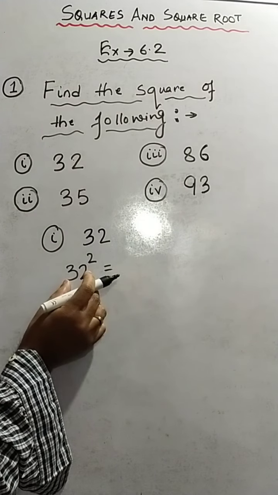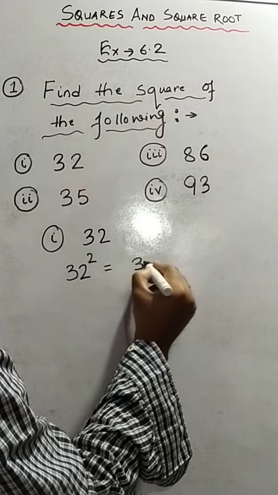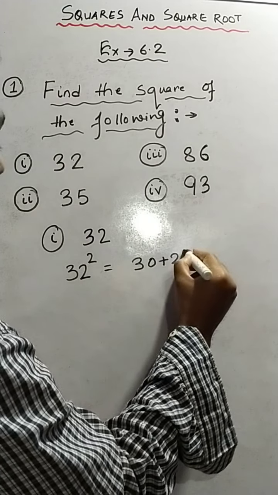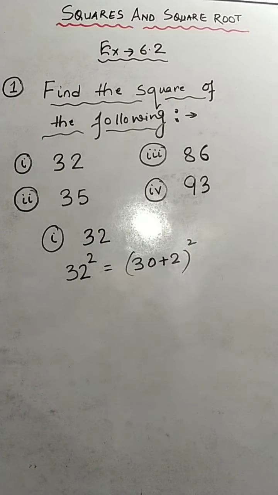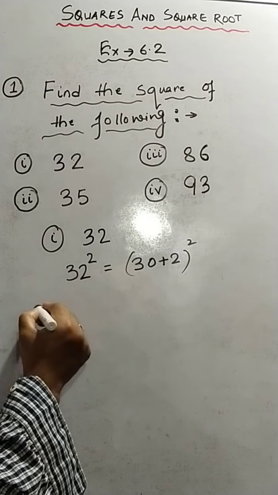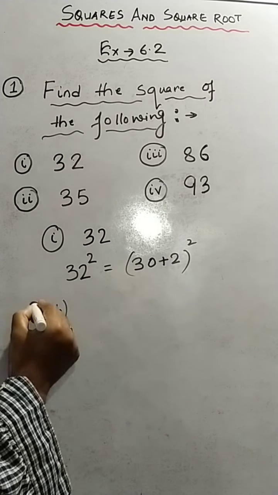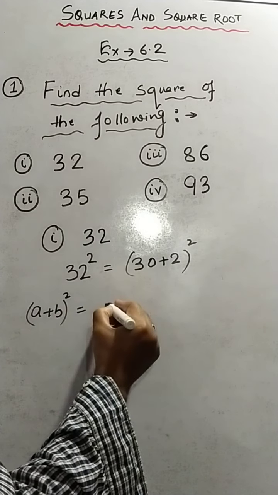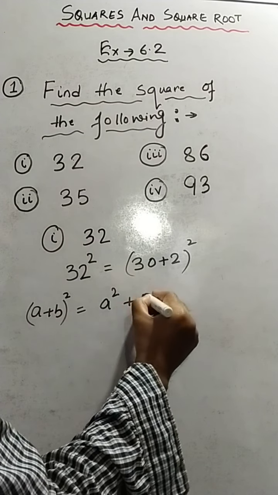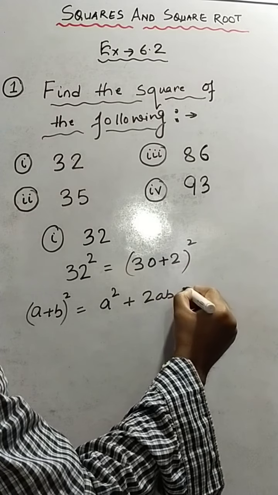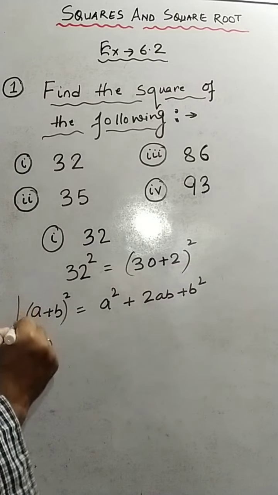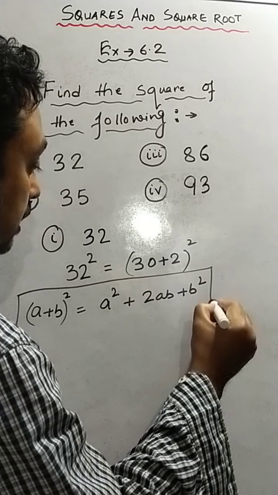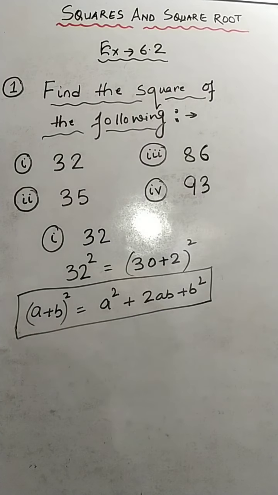You have to break this number. How? 32 can be written as 30 plus 2 whole square. Now, as we have learned the identities, what is the formula of a plus b whole square? It is a square plus 2ab plus b square. So this is the identity that we have to apply here.